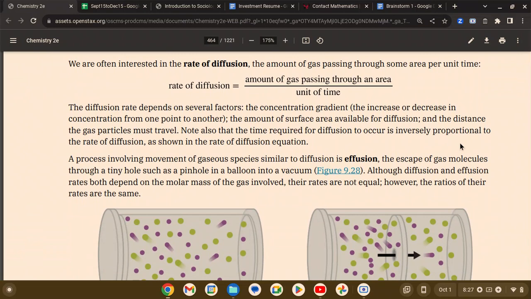A process involving movement of gaseous species similar to diffusion is effusion: the escape of gas molecules through a tiny hole, such as a pinhole in a balloon, into a vacuum. Although diffusion and effusion rates both depend on the molar mass of the gas involved, their rates are not equal. However, the ratios of their rates are the same.